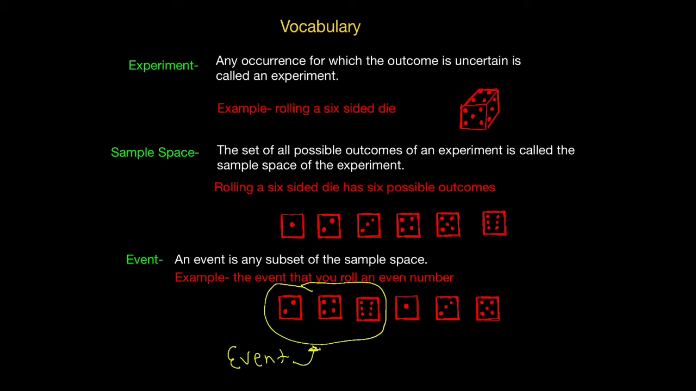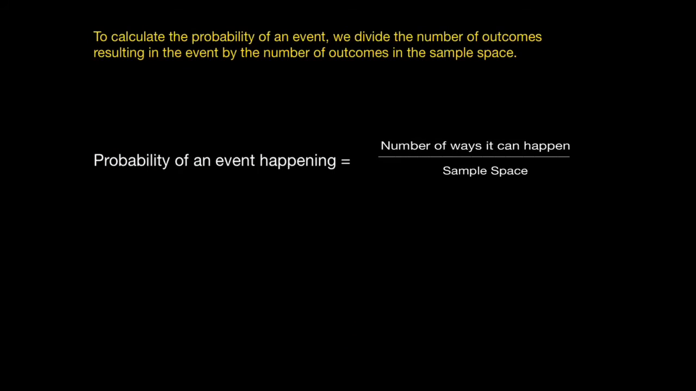In probability, we are getting probabilities of events. So what is the probability that you roll an even number? That would be a suitable question that we will be able to address in this class. So let's begin. Well, actually, before we begin, I have to give you the punchline here. To calculate the probability of an event, we divide the number of outcomes resulting in the event by the number of outcomes in the sample space.